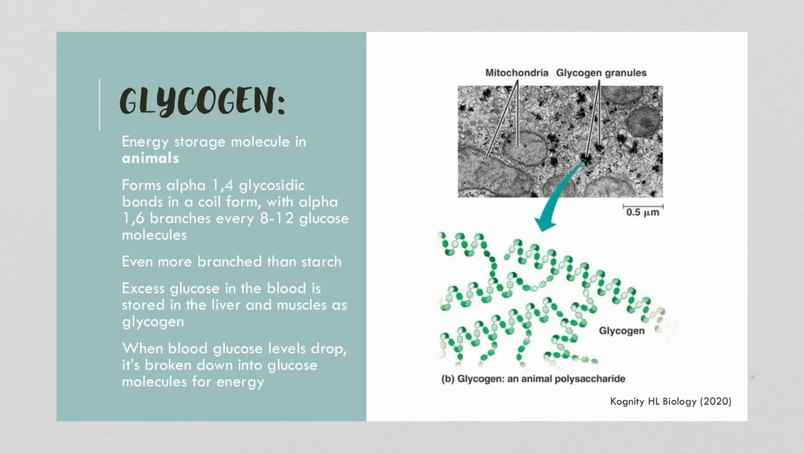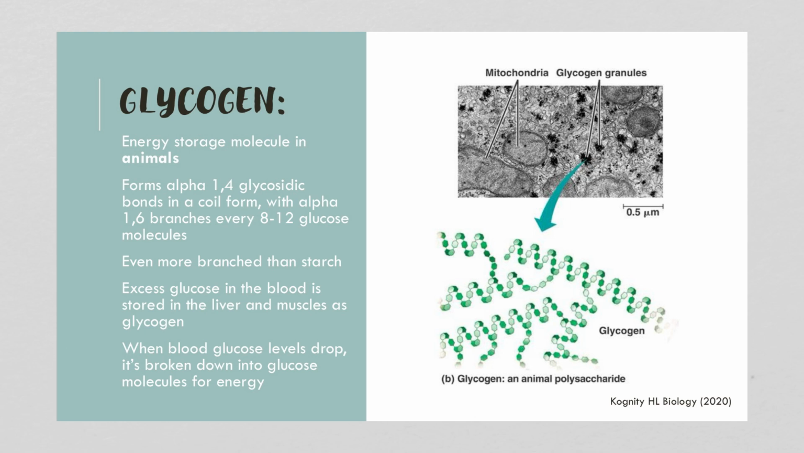Glycogen is an energy storage molecule in animals, and it forms alpha-1,4 glycosidic bonds in a coil form with alpha-1,6 branches about every 8 to 12 glucose molecules long. And it's even more branched than starch, than amylopectin.